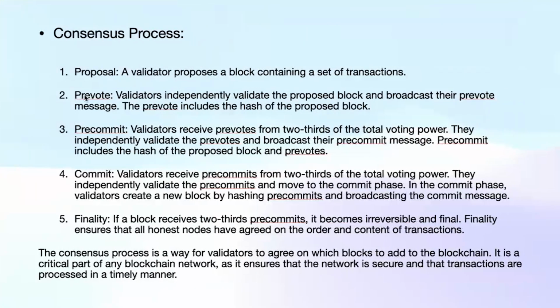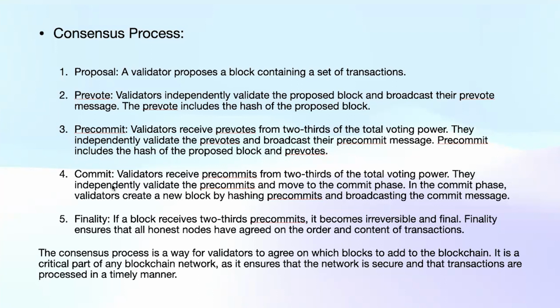Then there is something called pre-vote. Validators independently validate the proposed block and broadcast their pre-vote message, and the pre-vote includes the hash of the proposed block, the hash which we just saw and queried. Then we have something called pre-commit. The validators receive pre-votes from two-thirds of the total voting power. They independently validate the pre-votes and broadcast their pre-commit message. Pre-commit includes the hash of the proposed block and pre-votes.